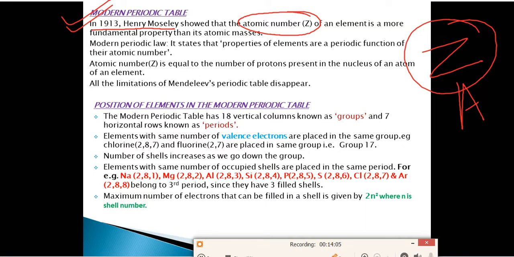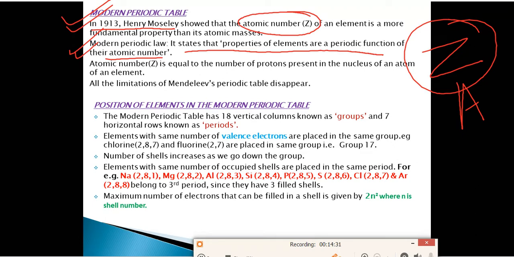Modern periodic law. This is also one of the important questions which can come in your exam. State modern periodic law. So what you will write over there is that it states that properties of elements are a periodic function of their atomic number. But in Mendeleev's periodic table, what we have read is that properties of elements are a periodic function of their atomic masses. Just over there you have to add atomic number.